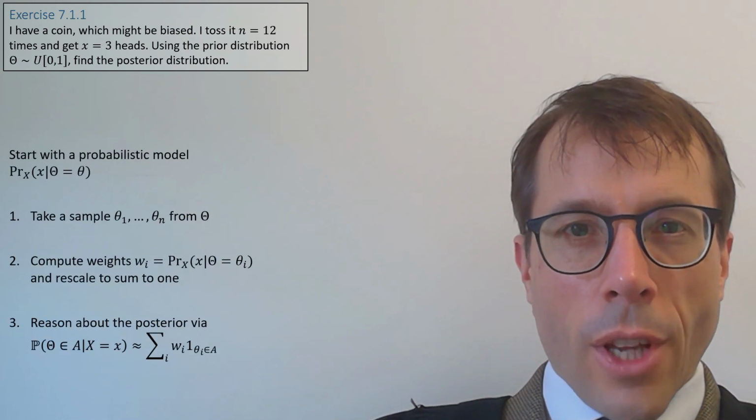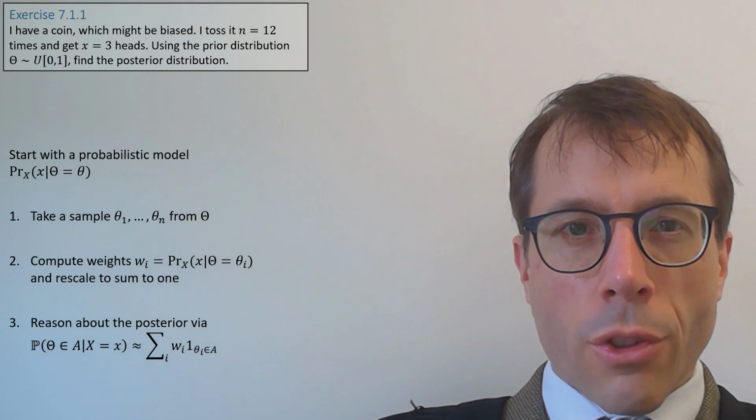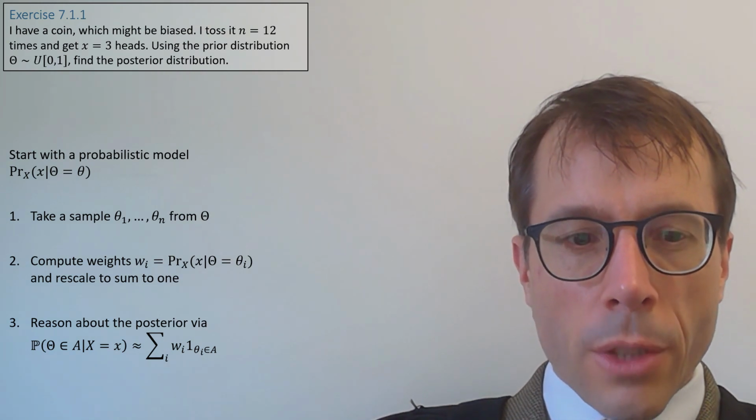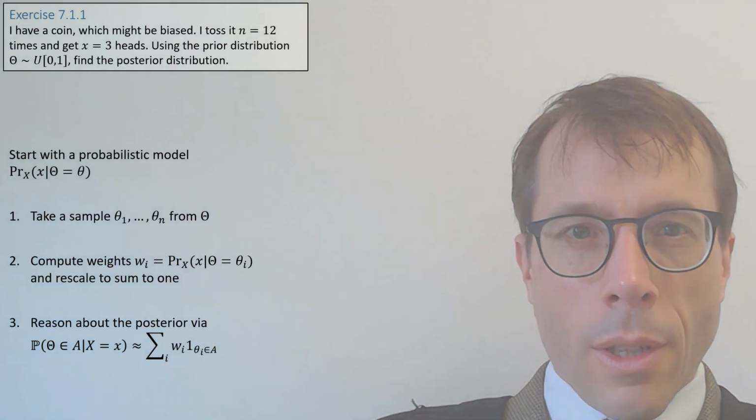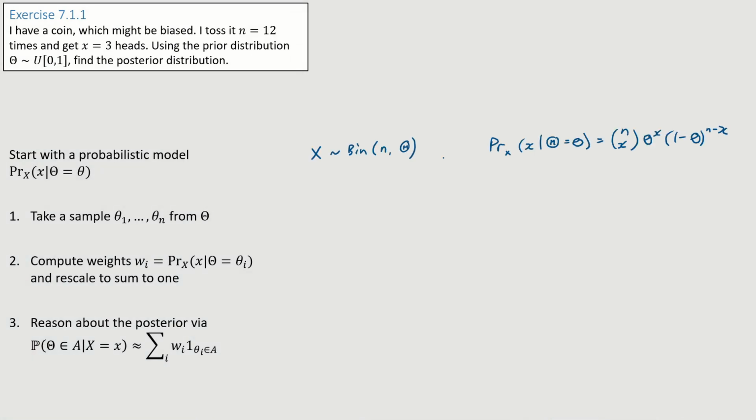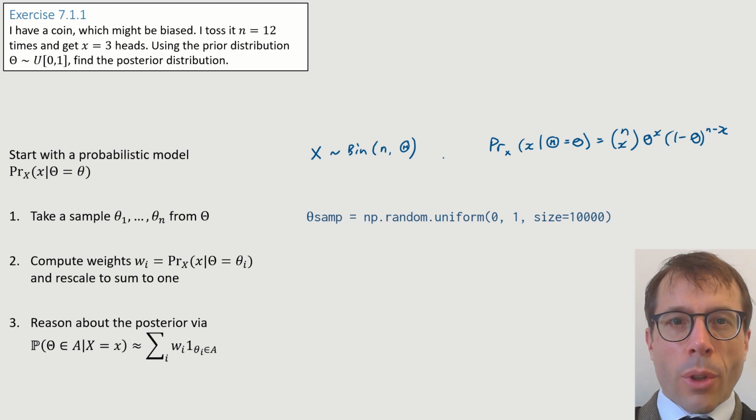Here are the standard steps for solving these problems computationally. The starting point is a probability model for the data. The question doesn't tell us explicitly, but we've seen enough coin toss examples by now to write down a sensible model. Let's say the random variable big X is binomial with parameters n and theta. We know little n is 12, and we don't know theta. Next step, take a sample of theta values from the prior. The question tells us to use a uniform prior, so that's what we're sampling from.